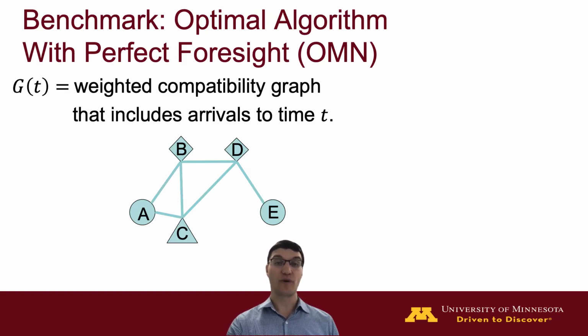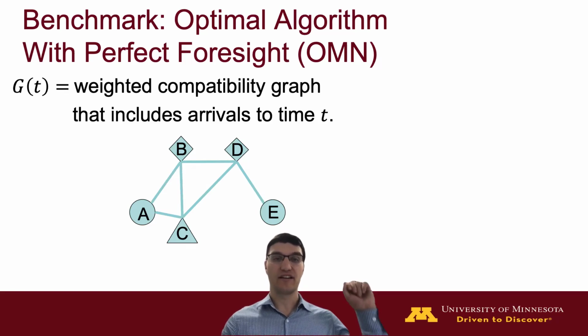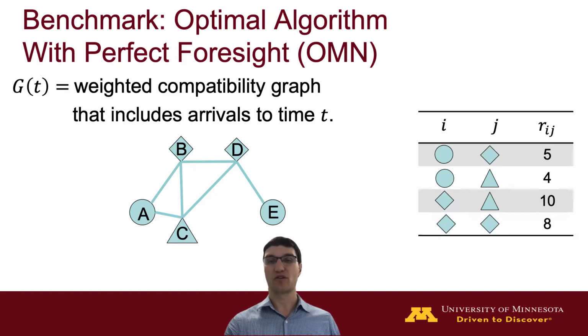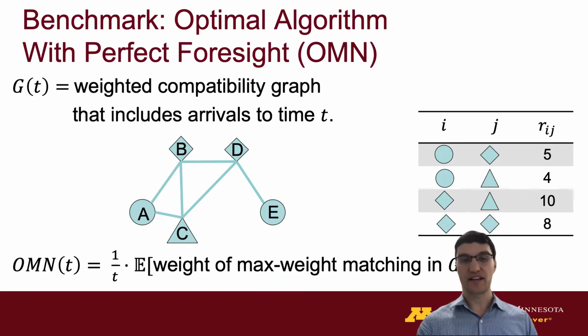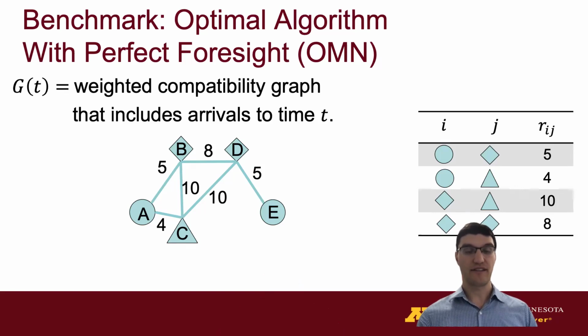But now we need to add edge weights. So in this example, think of the shapes as encoding the type of each agent. And over here we have rewards that say, matching a circle to a diamond is worth 5, matching a circle to a triangle is worth 4, and so on. So that allows us to put weights on this graph. And now our benchmark is going to be what performance could we achieve if we did the optimal matching in this graph. Right? So in this particular graph, we already know the optimal matching is going to have weight 15.